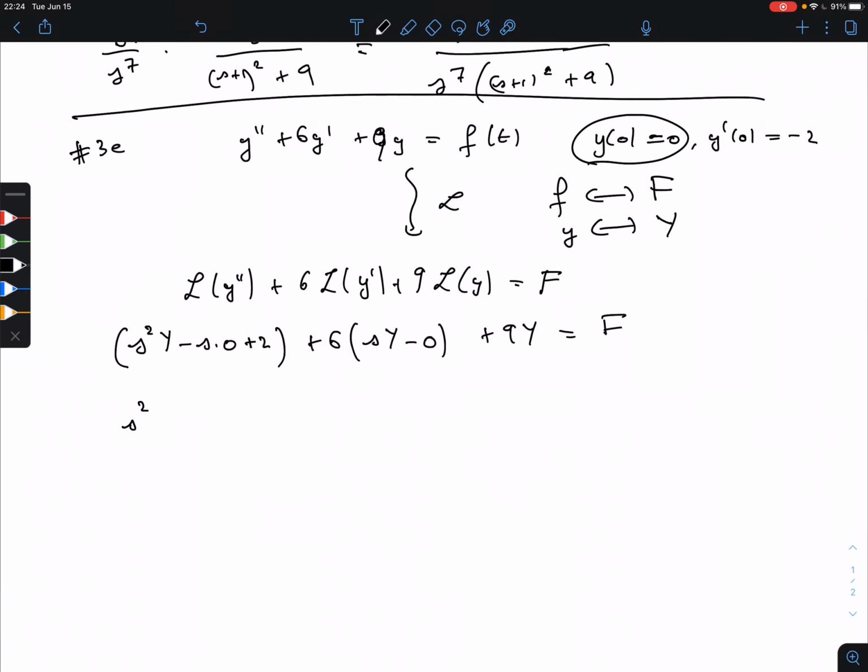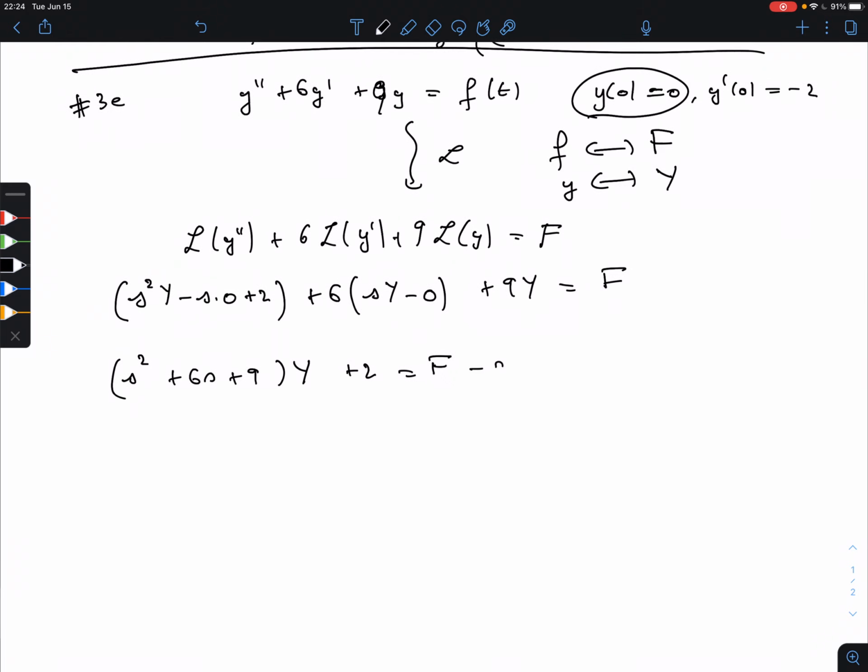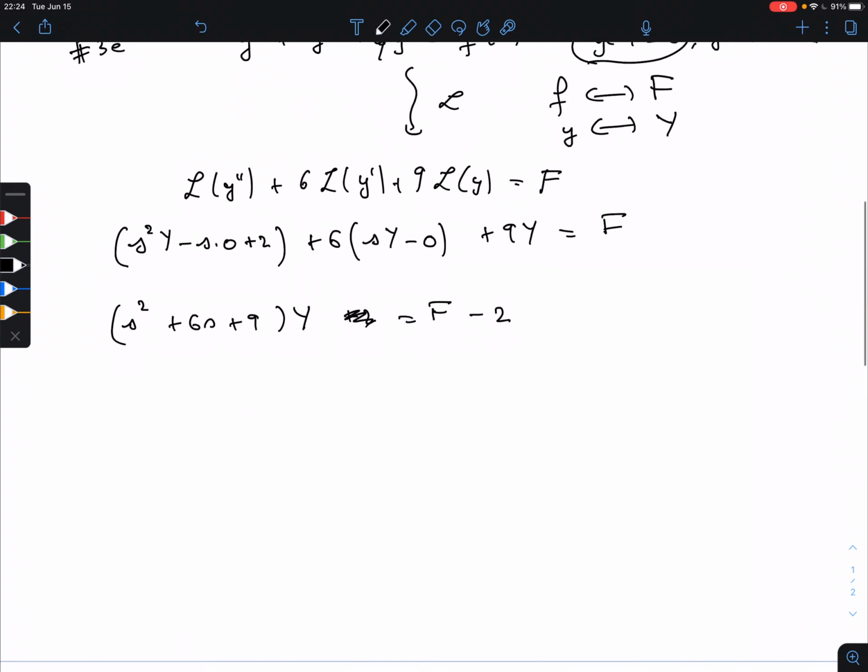So what we have is (s squared plus 6s plus 9) Y. What are the remaining terms? There's not much, only the 2, so plus 2 equals F. This is 0, that's the only one that's left. So we bring the 2 to the other side, so it becomes -2, and now we divide by the denominator. Y is equal to F over (s squared plus 6s plus 9) minus 2 over (s squared plus 6s plus 9).